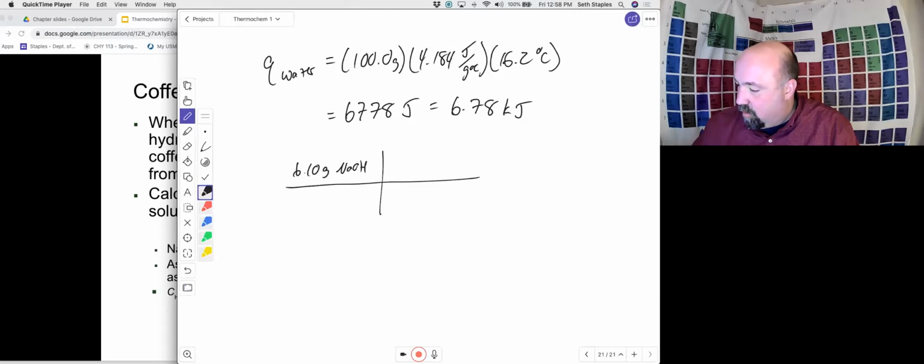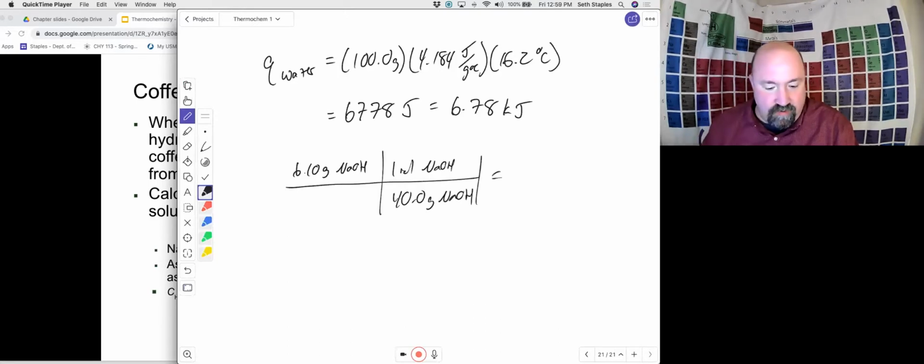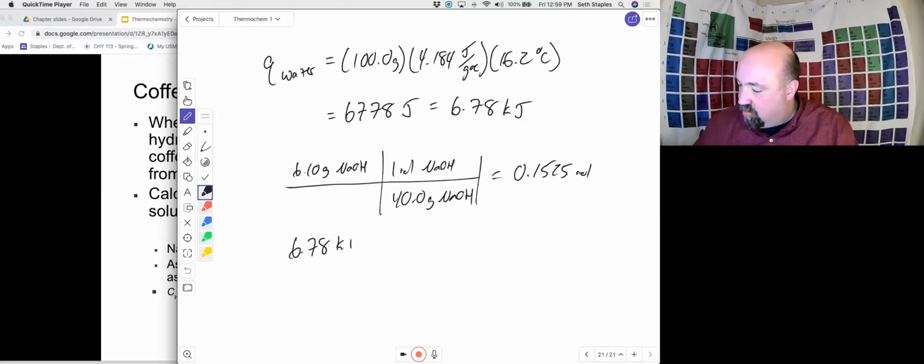Now we do want this in kilojoules per mole, as we were told 6.10 grams of NaOH. We convert that to moles: 1 mole of NaOH per 40.0 grams of NaOH, our molar mass of sodium hydroxide, gives us 0.1525 moles. So we'll take our 6.78 kilojoules divided by 0.1525 moles, which gives us 45.5 kilojoules per mole.